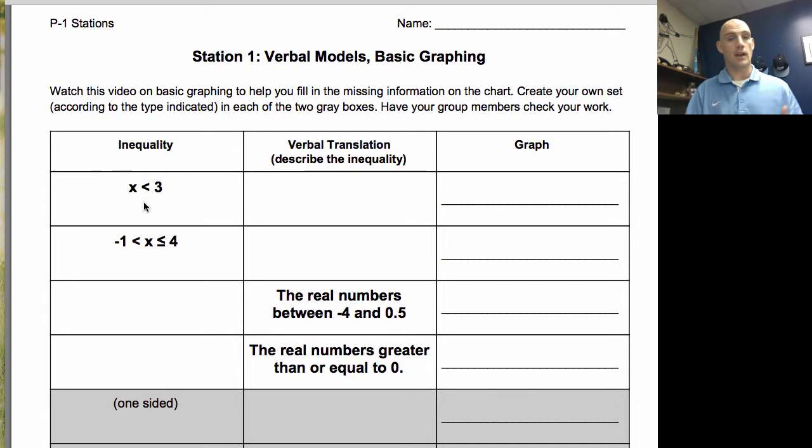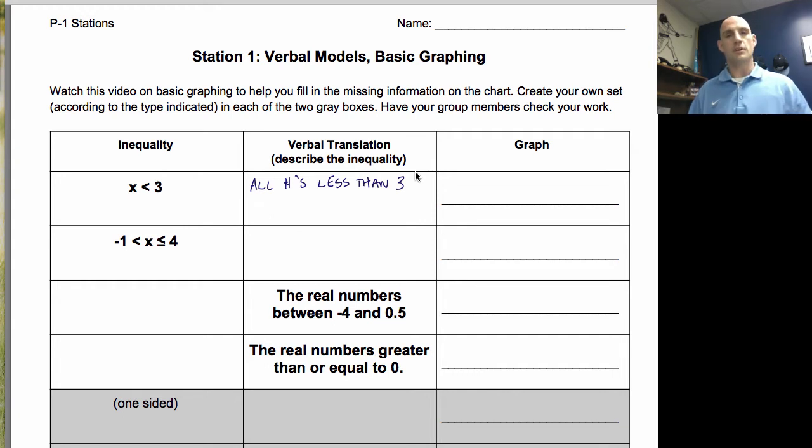The first one that we're going to look at here is this inequality that reads x is less than 3. When we look at a verbal translation, there's a lot of ways you could say it. I literally just read it. But what I'm more looking for is how would we describe this interval? So we'd say something like this: all numbers less than 3. Okay, so all the numbers less than 3. So x could be anything, so it's all numbers less than 3.